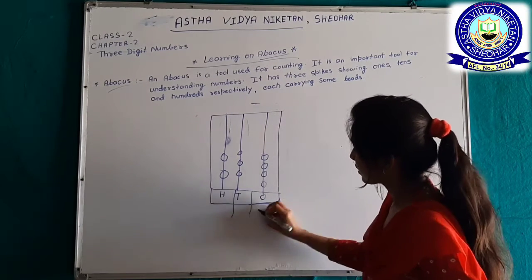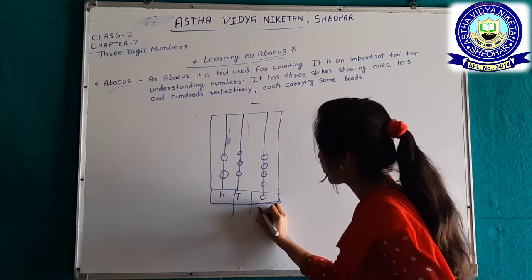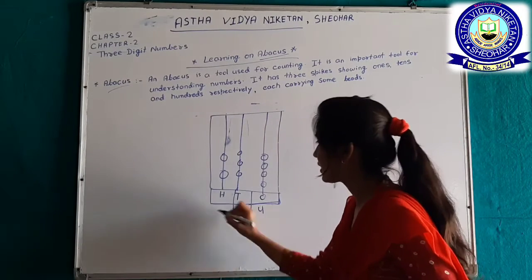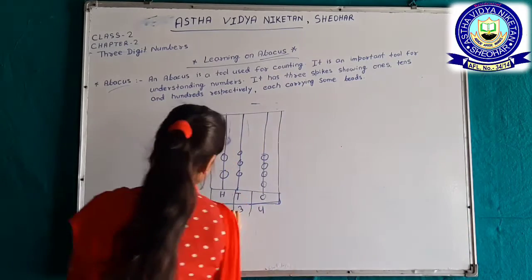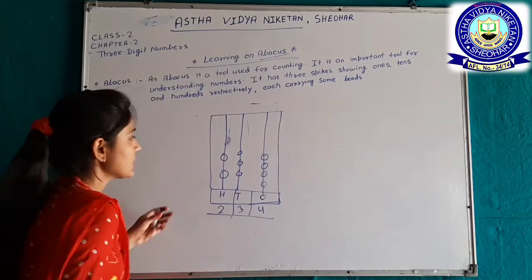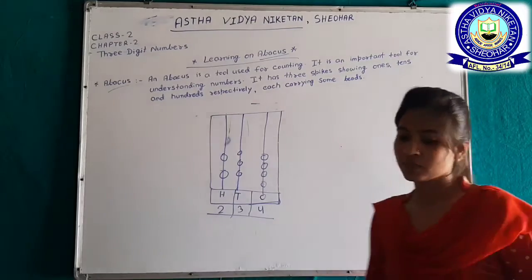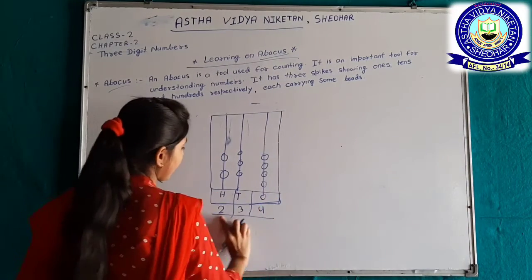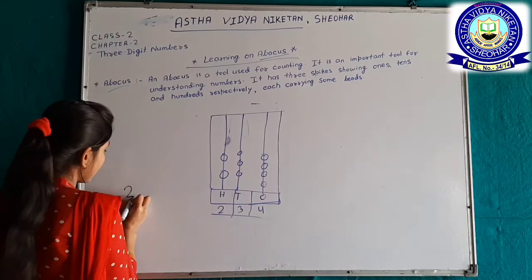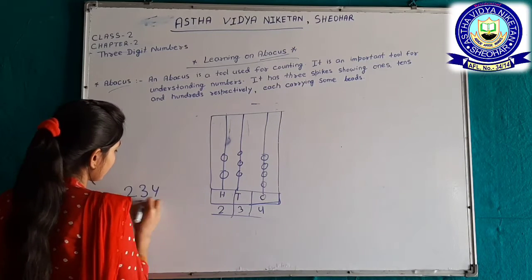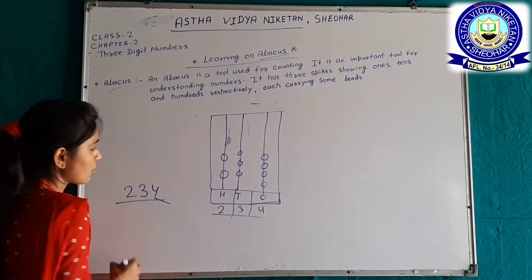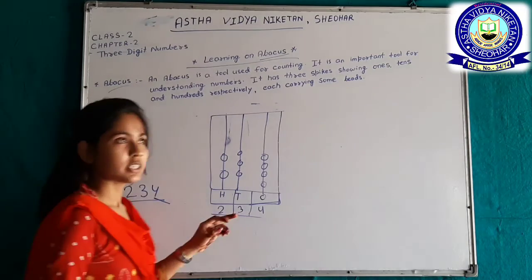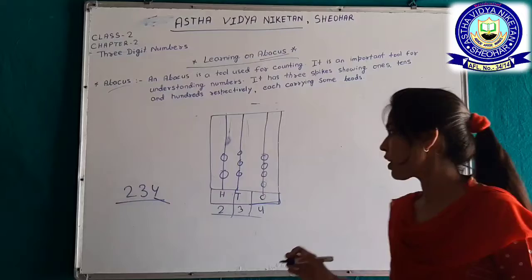In ones, there are 1, 2, 3, 4 beads. In tens, 1, 2, 3, there are 3 beads. In hundred, there are 2 beads. This is our abacus. In the abacus, we can write 234. 4 is our ones, 3 is our tens, and 2 is our hundred. So this is an abacus to write and count the numbers.